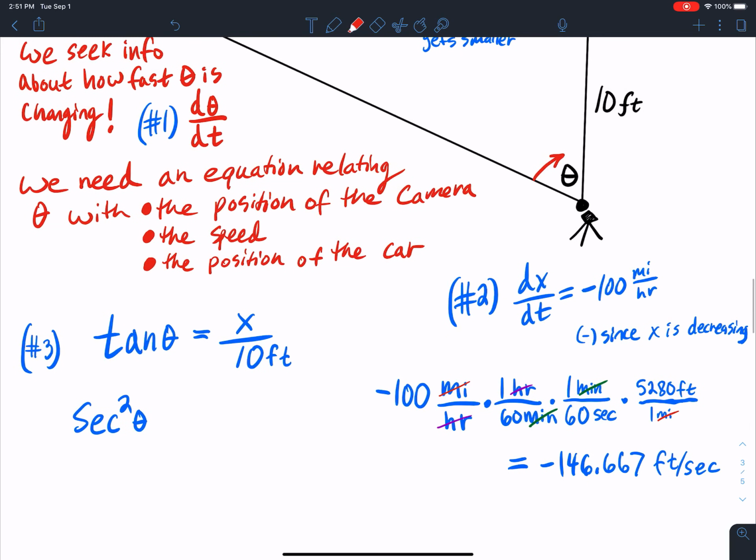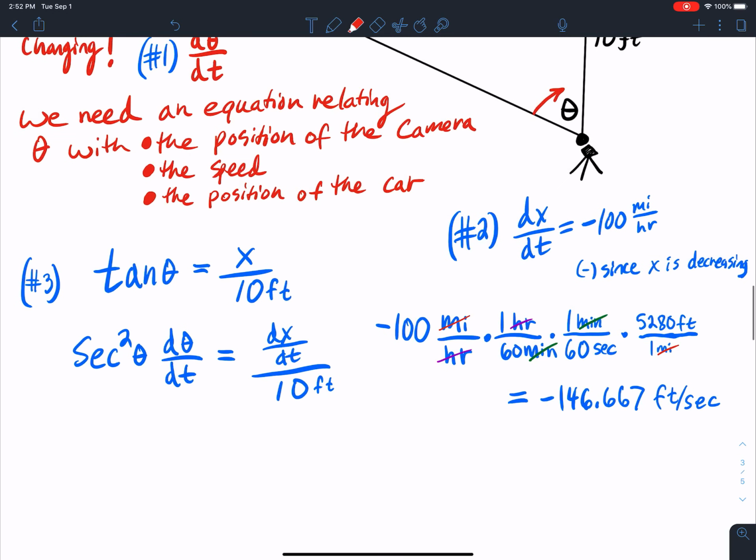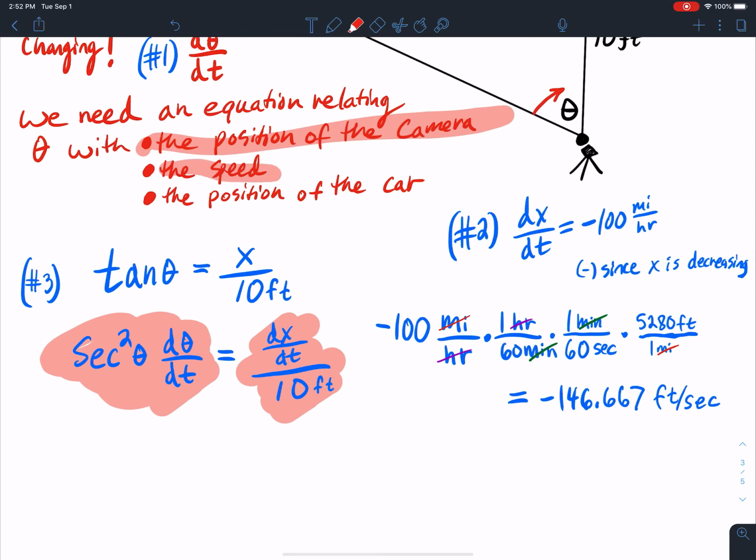So I'm going to take the derivative, step 4, take the derivative with respect to t. The derivative of tangent of stuff is secant squared of stuff times the derivative of the stuff, d theta dt. Okay, and then the derivative of x with respect to t is dx dt, and I keep the constant the same. So now I have my equation that relates position of the camera, the speed, and the position of the car.